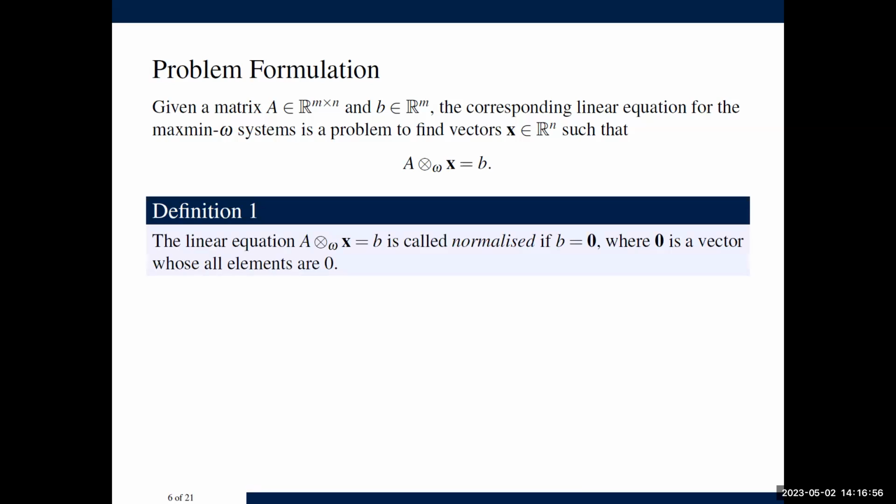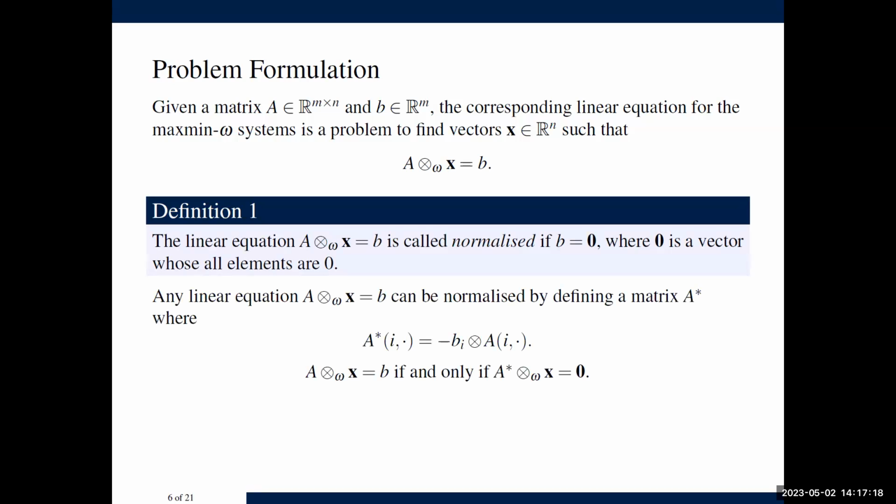Now, this is just some definition. We call the problem normalized when the right-hand side vector is zeros, which is really basic in Max Plus community, where the easiest way to solve this problem is when we change the right-hand side vector to be zeros.